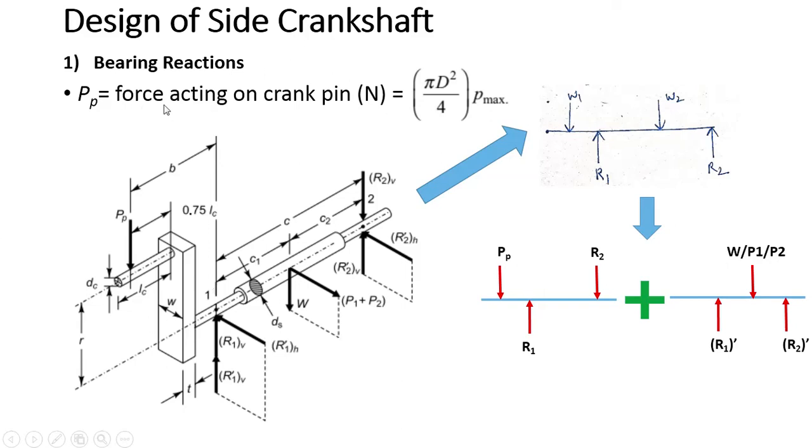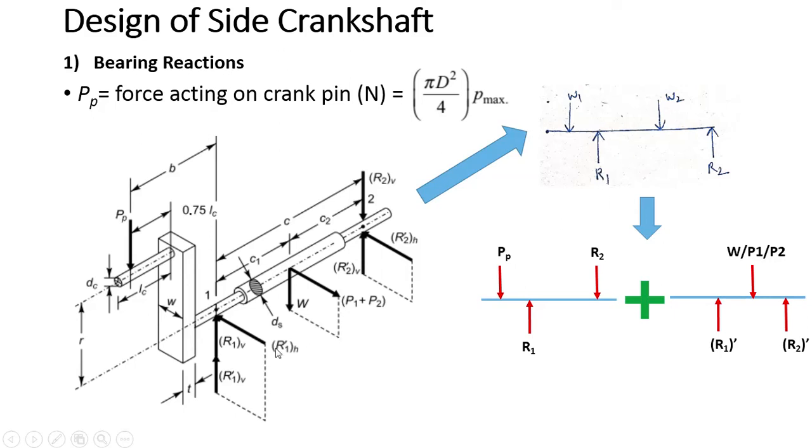Again, the force transferred by the connecting rod, PP, is pi D square by 4 into P max, where P max is the maximum pressure on the piston and D is the diameter of the piston. That force is transmitted from the piston to the crank pin through the connecting rod. I have drawn an equivalent diagram for this. As I already said, the side crankshaft is one type of overhang beam, so it is also called an overhang crankshaft.